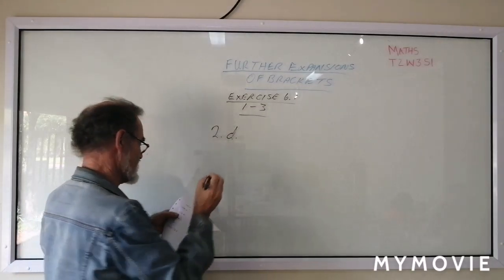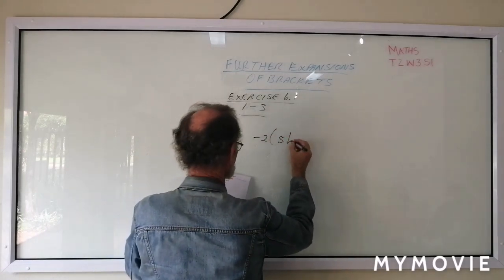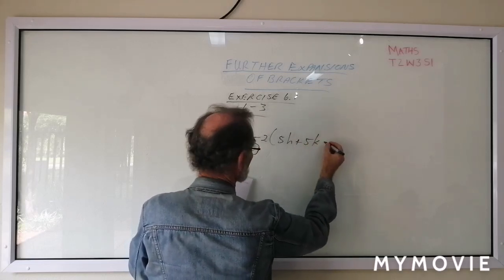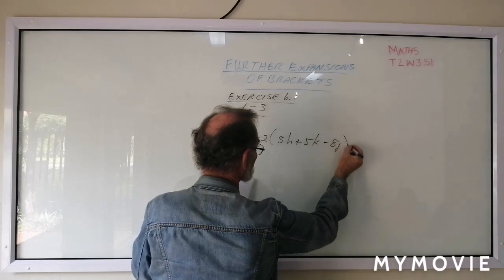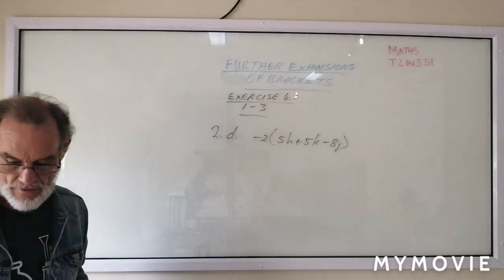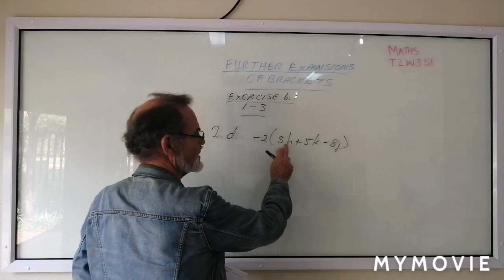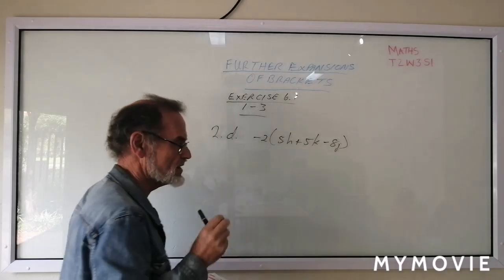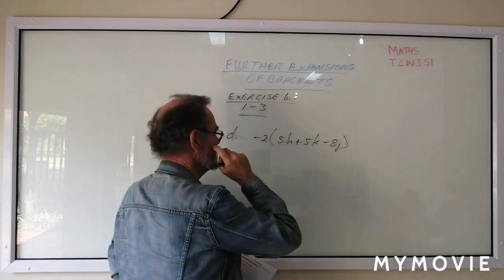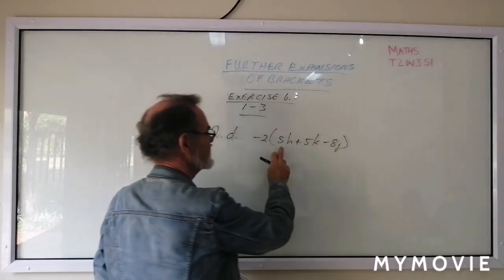Question 2 is only slightly more advanced. Minus 2 bracket 5H plus 5K minus 8J. And you'll see that in here there are 3 terms inside this bracket. A term is something that is separated by a plus or a minus sign. So inside this bracket are 3 terms. So you're going to have to multiply 3 times because there's 3 glasses.